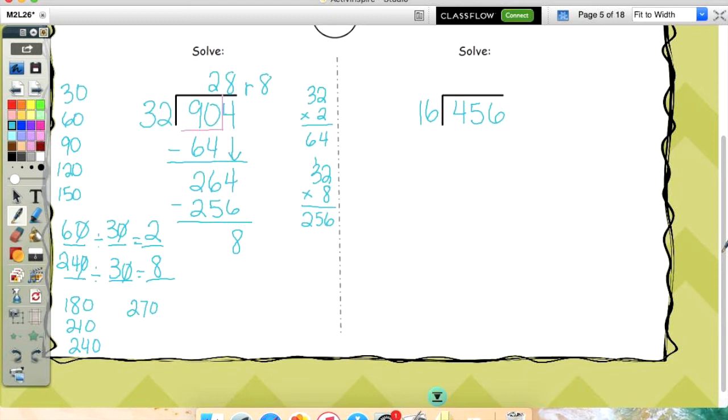So, first thing I want to do, decide where my box goes. 45. Okay? So that means I'm going to need at least 2 estimation lines. What should I skip count by? 15. 15. Okay, good. All right, so I'm going to skip count by 15s.